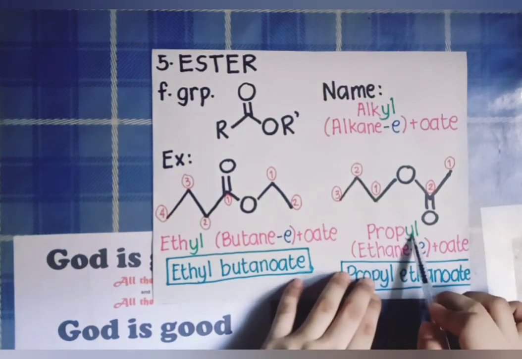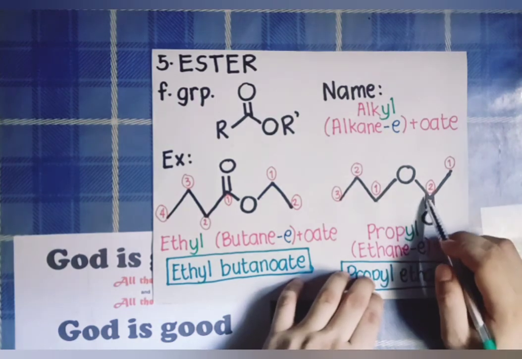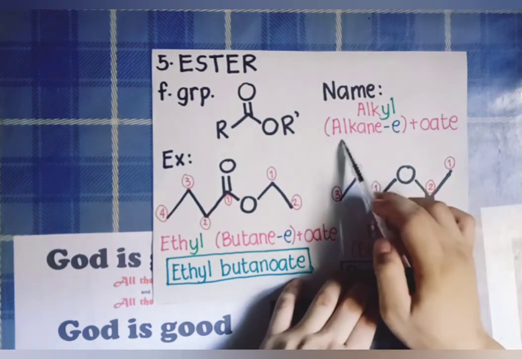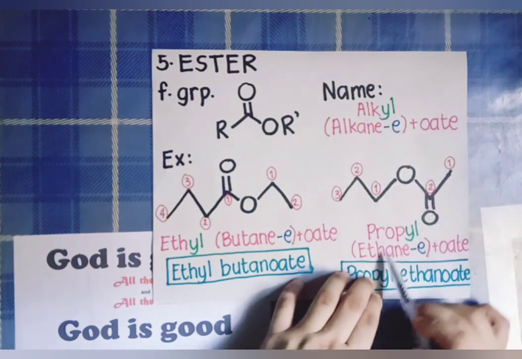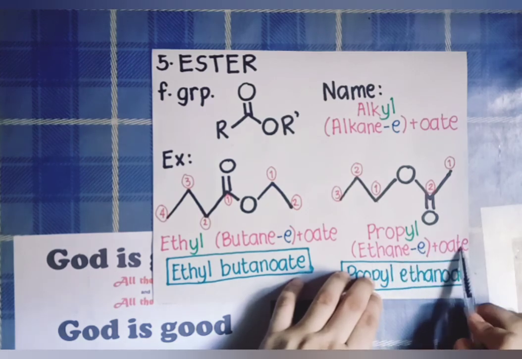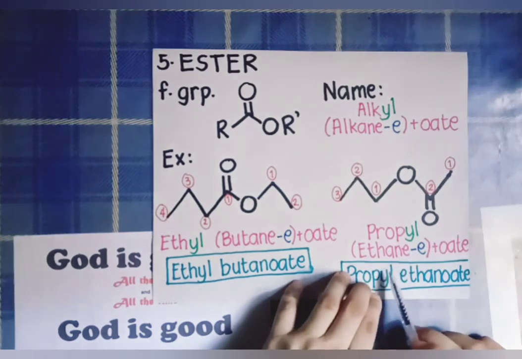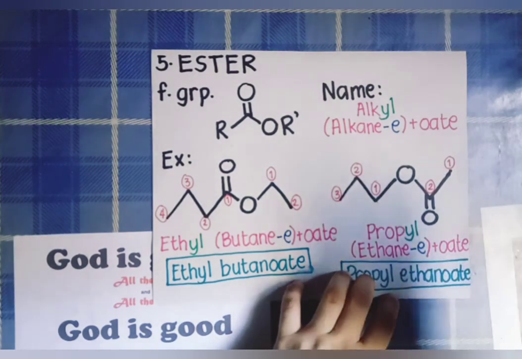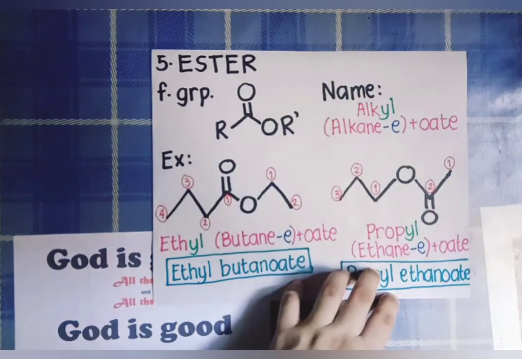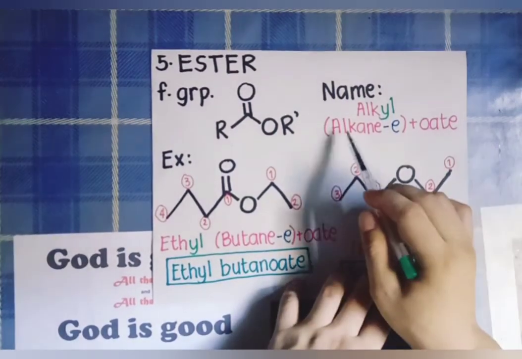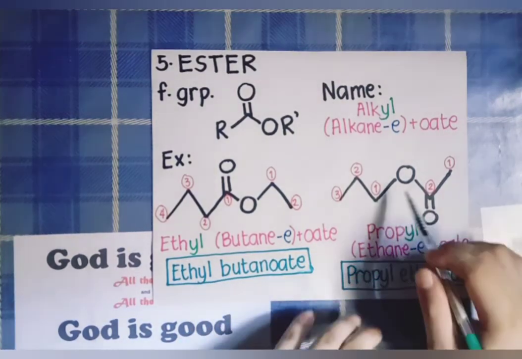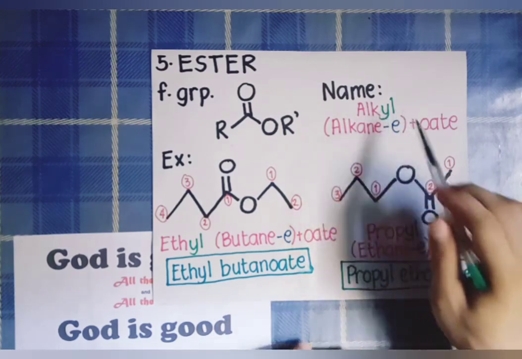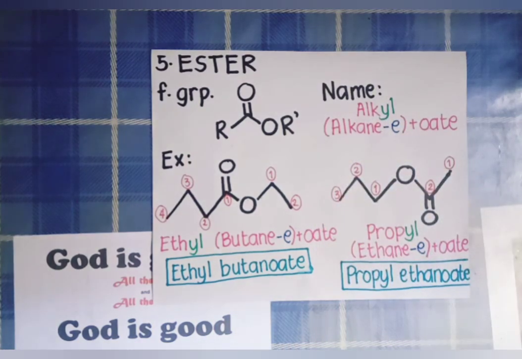And this one that contains the C double bond O will be named as alkane minus E plus oate. In this case, it consists of 1, 2 carbon atoms, and therefore it should be ethane minus E plus oate. So this compound will be named as propyl ethanoate. So again, the one that bears the double bond O will be named as alkane minus E plus oate, and the side that doesn't have the C double bond O but is directly attached to oxygen will be named as alkyl. Okay, so those are our 5 major carbonyl functional groups. So thank you for listening and good day.